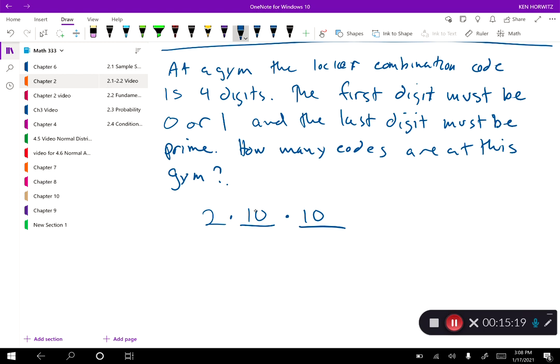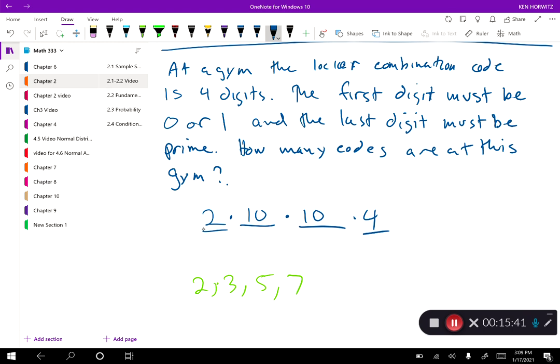And we have, I'll use green for my scratch work. We have 2 as a prime number. We have 3 as a prime number, 5 and 7. All right, 1 is not a prime number, so we cannot include that. So there are 4 possibilities.